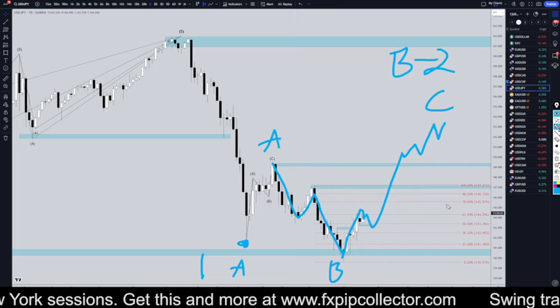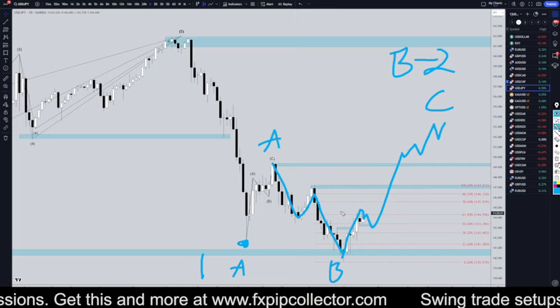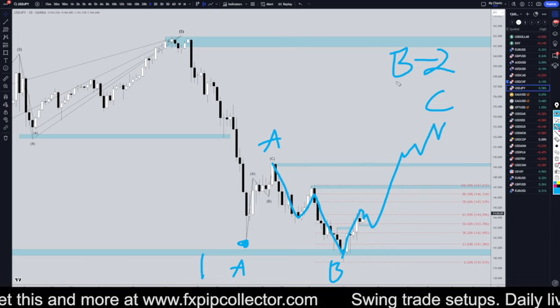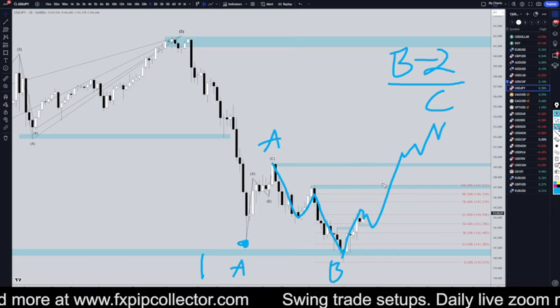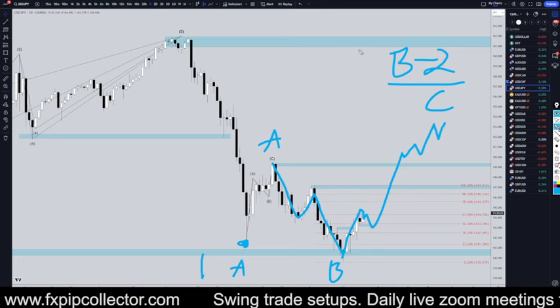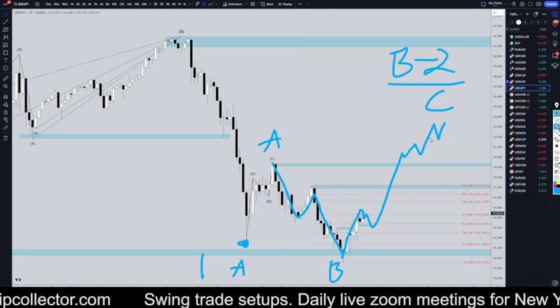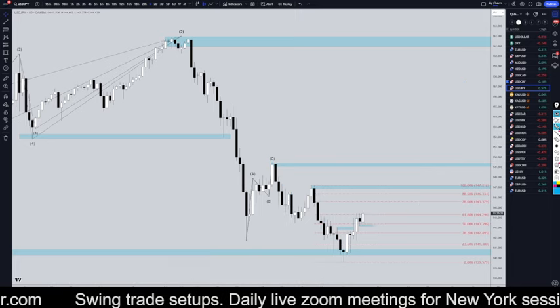Notice that either scenario it's exactly the same, so it should be exactly the same trading strategy for a wave B or a wave 2. So why would we care to know the difference when it's exactly the same trading strategy for either scenario?